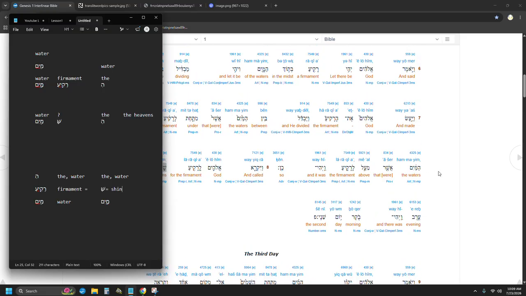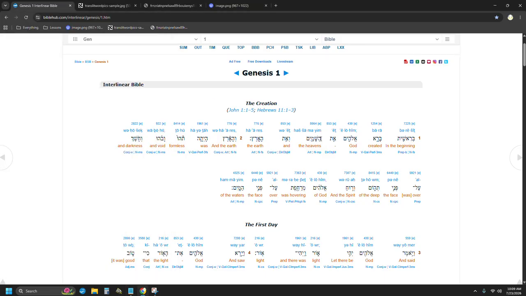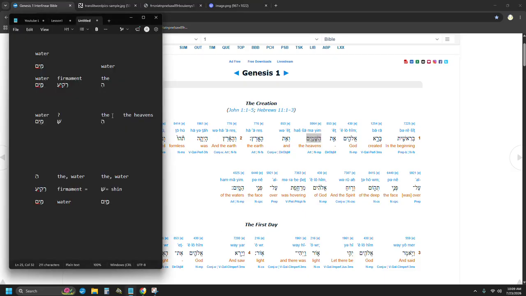Now, if we go back up and look now at the first verse, it says, this is what God created right here. Here it is. Copy it, go back, and we look at this word that everybody's calling heavens. Let's look at it now. And you can see the three parts. 1, 2, 3. So this is not the heavens. God already told us what this is. This is the Shin waters.